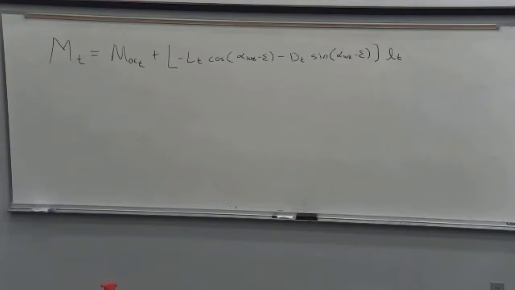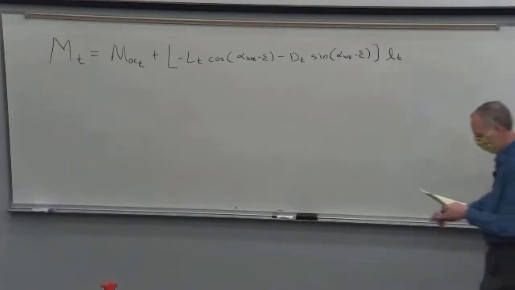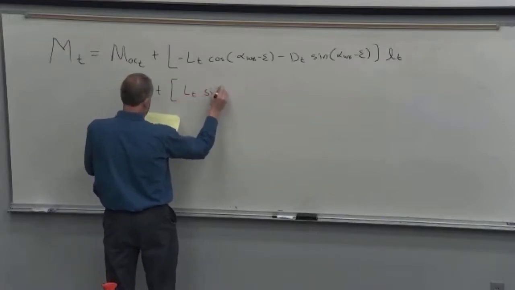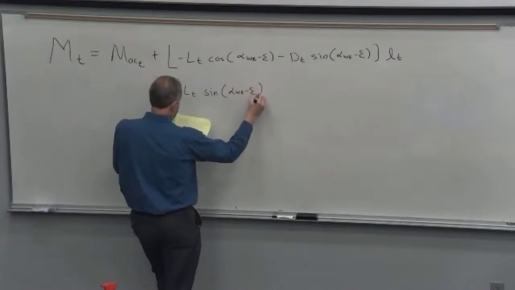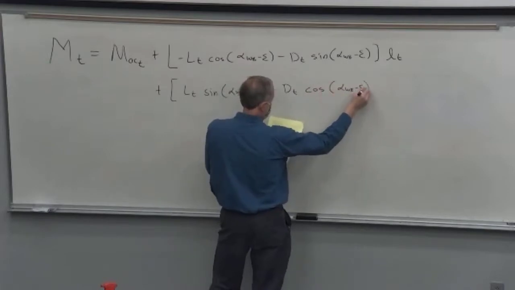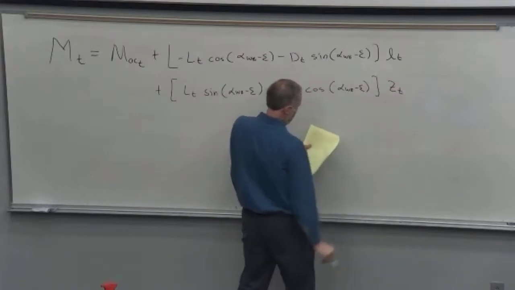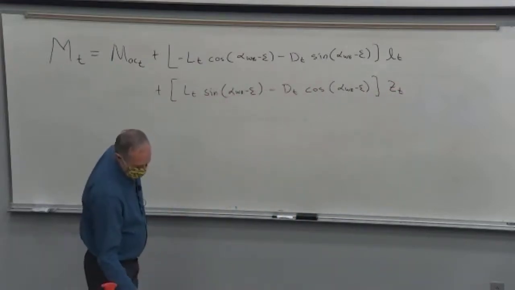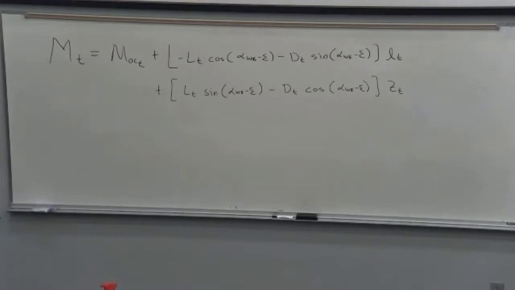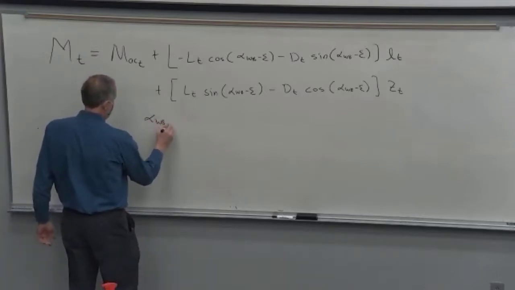And then we got the horizontal component of the lift times ZT. And then the horizontal component of the drag times ZT. So we have those two components. And you might say, well, why even write this out when we're just going to say it's pretty much LT times LT, right? Again, that's only the case when the angle is small.